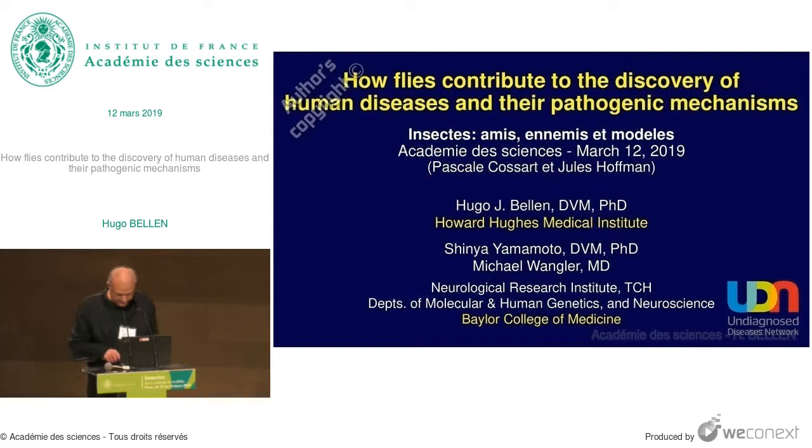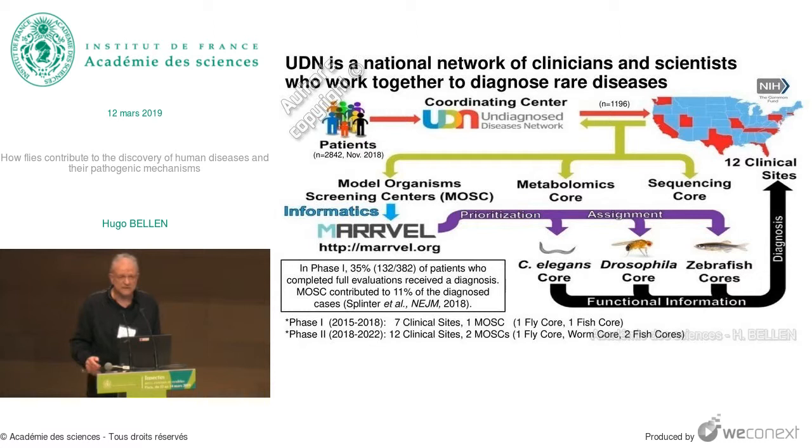So as a model organism screening center, we are part of the Undiagnosed Diseases Network in the United States. And the Undiagnosed Diseases Network is a network of clinicians and basic scientists who work together to diagnose rare disease. And there are thousands, millions of patients in the United States and in Europe that have rare disease that have not been diagnosed for many years.